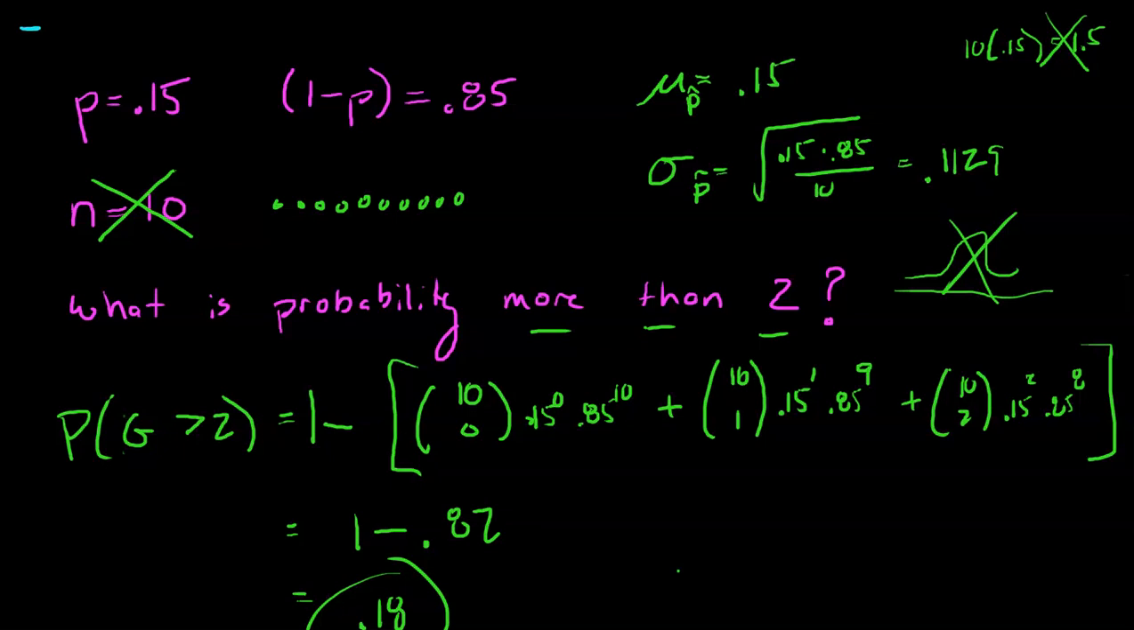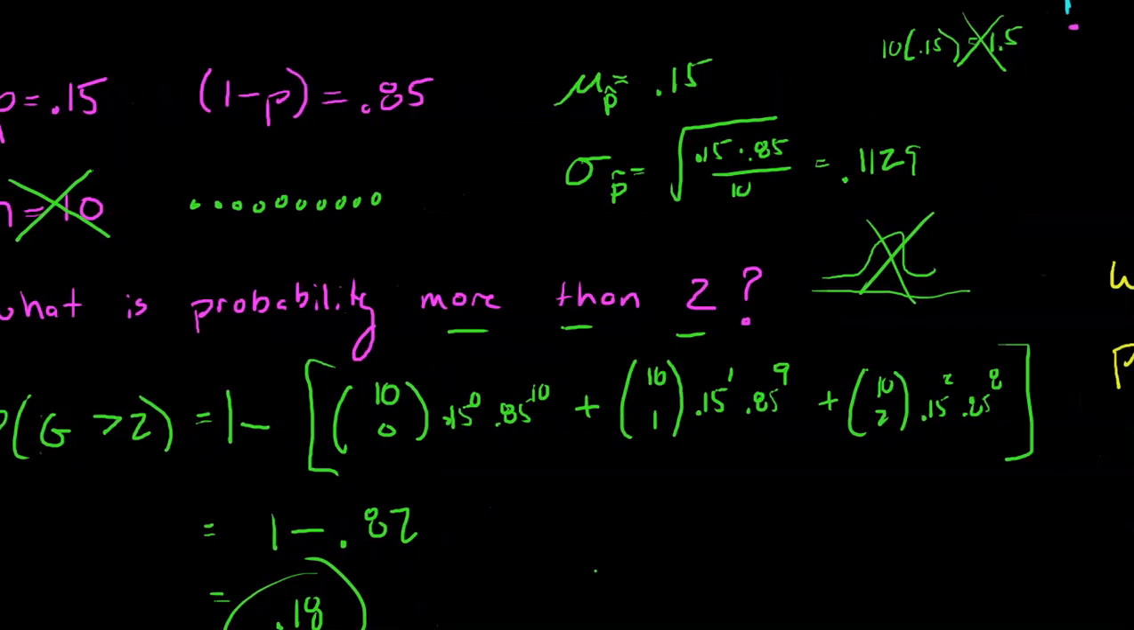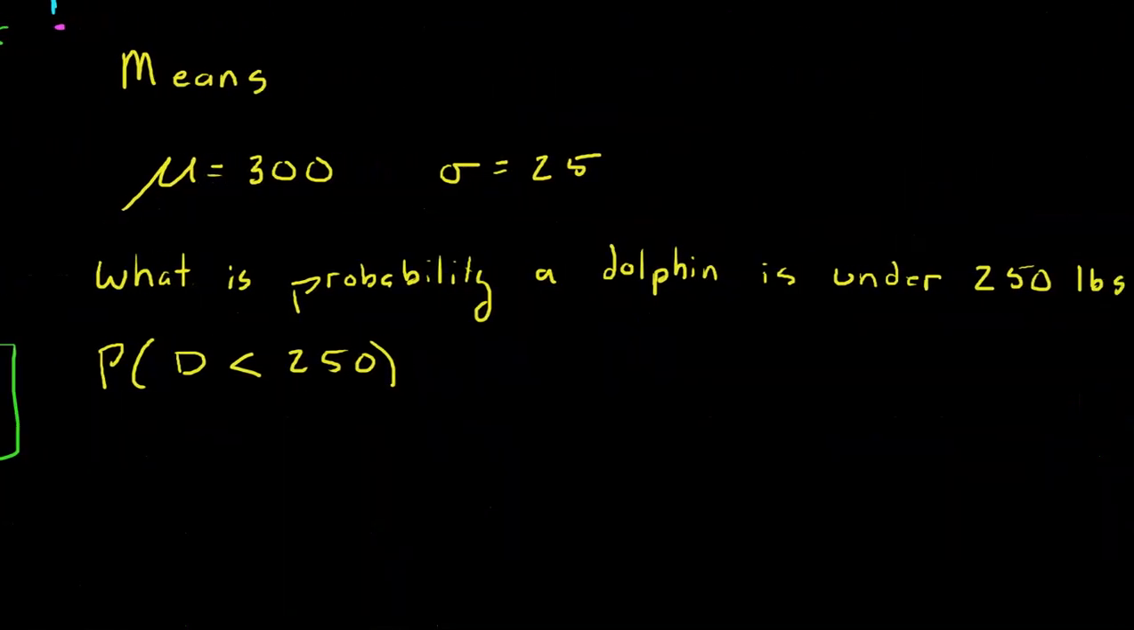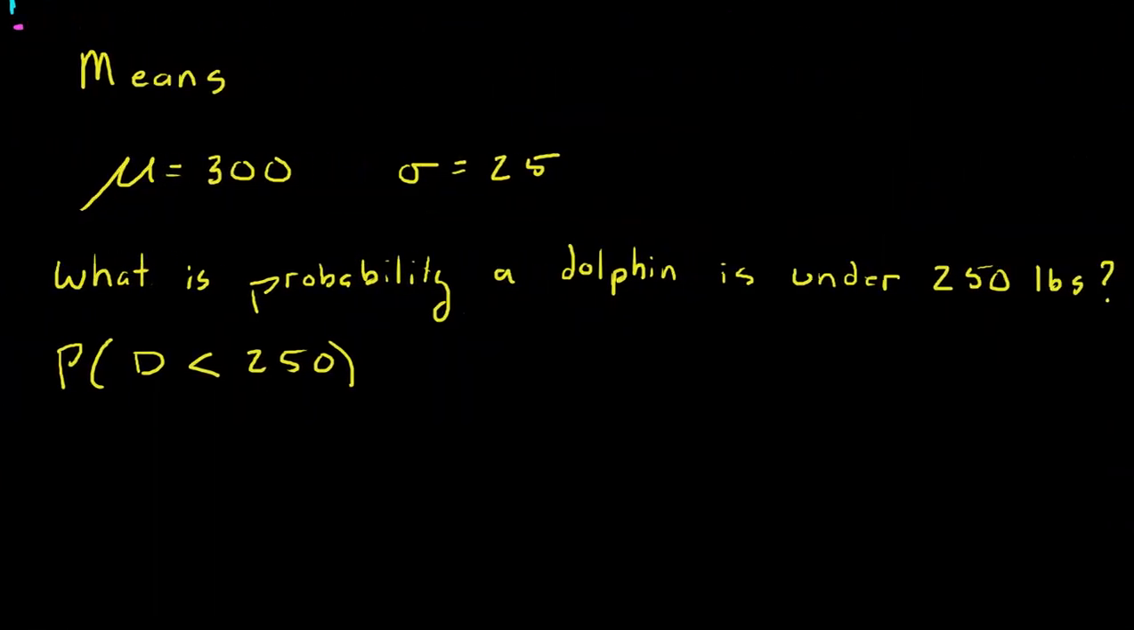But it's to show you that when you work with proportions and you cannot use the normal model because that third condition fails, then you can go ahead and use the binomial model. So that's pretty cool. All right. Now let's turn our attention away from proportions to means. Now means work very differently, but we still can use the normal model as long as we meet the conditions.